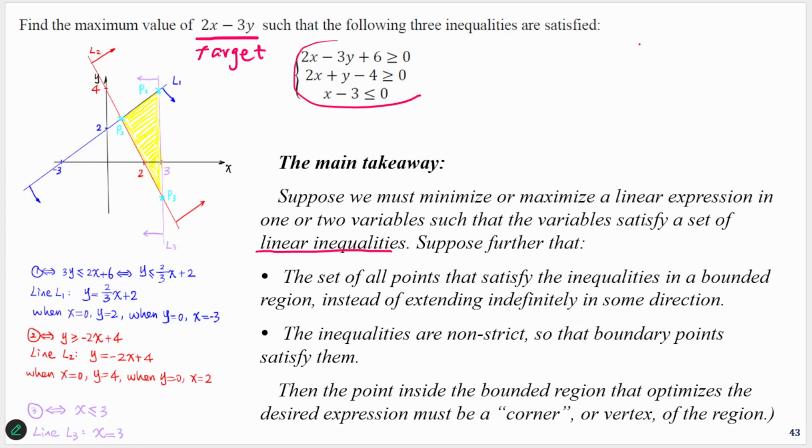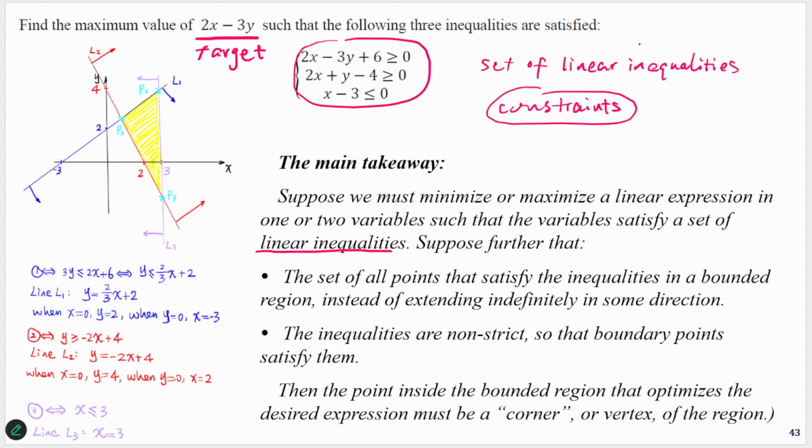This is called a set of linear inequalities. This is our constraints. Basically, you consider the optimization in these constraints. Usually that corresponds to a bounded area. And suppose further that the set of all points that satisfy the inequalities is a bounded region. This is very important. Sometimes if you have an open region, you may or may not have the optimized value for your target function.